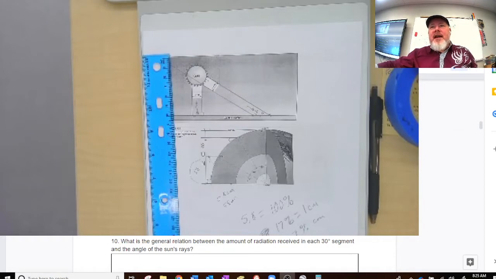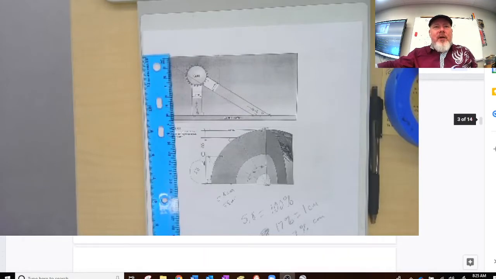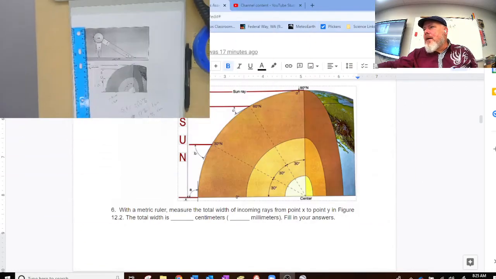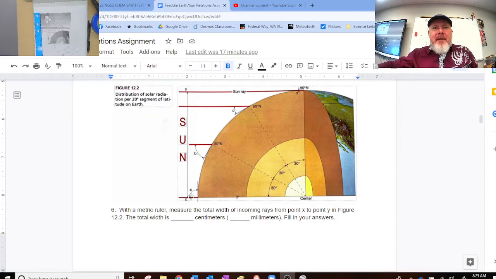and that could explain why the equator gets so much more heat than elsewhere. Now, if we look at the other ones, so this was about 50% right here, you can see that this is going to be less. So from point A to point B, that's going to be about 50% of that radiation. And if we go from point B to point C, we're going to see that that's a little bit less. We're going to measure how many millimeters that is, and multiply that by our conversion ratio.